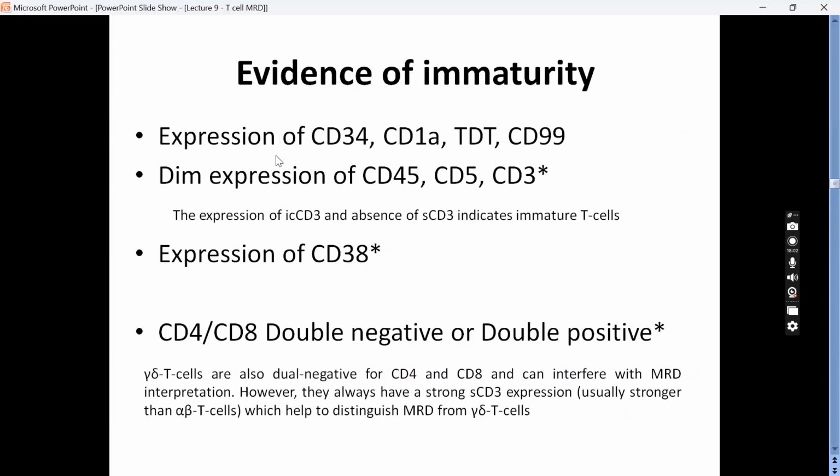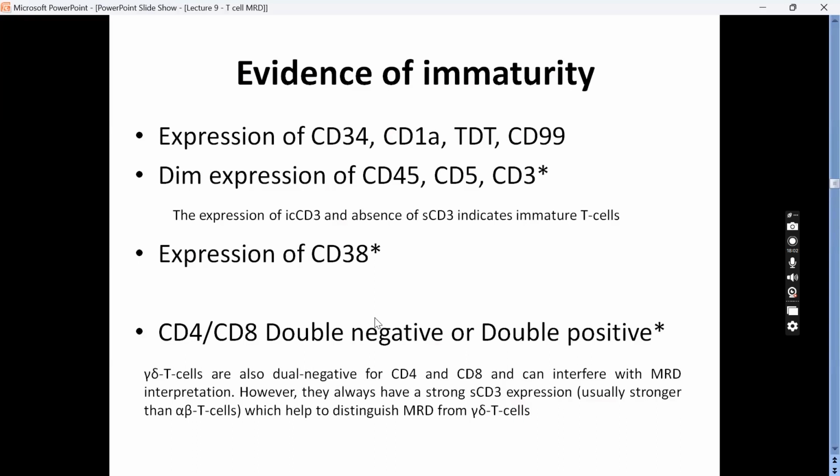So if you find an increased population with 4 and 8 co-expression in the marrow, again, that is a sign of immature T cells. If you find a 4 and 8 co-expressing population as a cluster in the bone marrow sample, in the post-induction assessment or any MRD time point assessment, then that is evidence of immaturity.